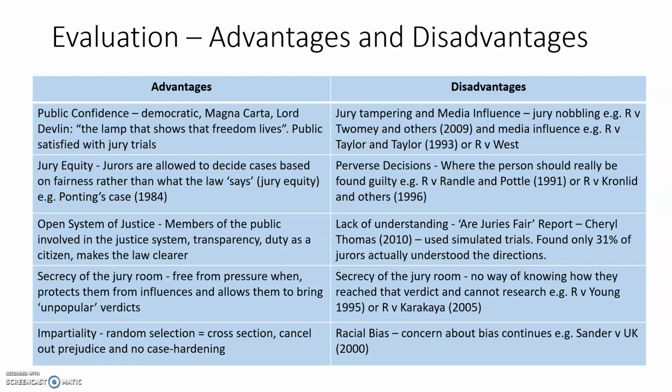Secrecy of the jury room, obviously it makes jurors free from pressure, particularly from external influences, and it allows them to bring unpopular verdicts because they're not going to be criticised afterwards because no one can publish anything about them, no one can ask them anything about what they made decisions on, so it allows them to bring decisions which actually the public might not massively agree with. But obviously where it is secret, we've got no way of knowing how they reach their verdict, and we also can't do any research into the effectiveness of jurors either because we can't ask anyone about it.